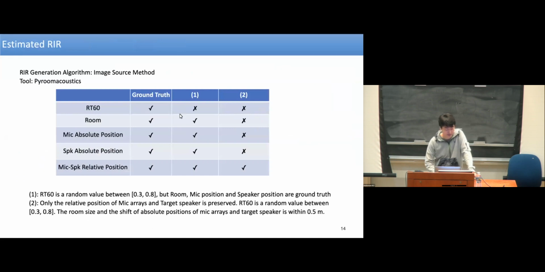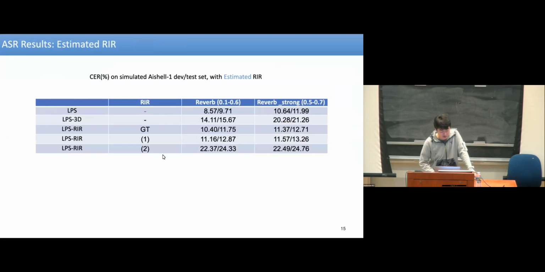With these three different cases, let's see how the results look. For the ground truth, as we see, the character error rate is around 10 to 11. For the best case scenario, I would say the performance does not drop too much. It only drops about 0.5 to 1% absolute, which is quite acceptable. But for the worst case scenario, the error rate actually doubled, going to 22%, which makes this method even worse than the previous 3D spatial feature cases. It also tells us that this method is quite sensitive to the quality of your room impulse response estimation. And how should we solve this problem?